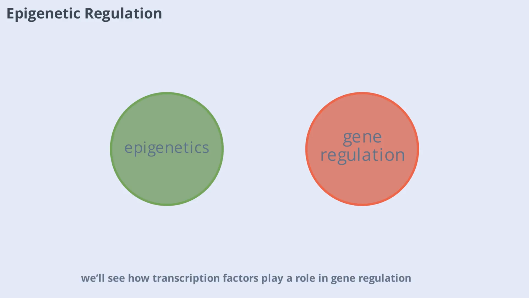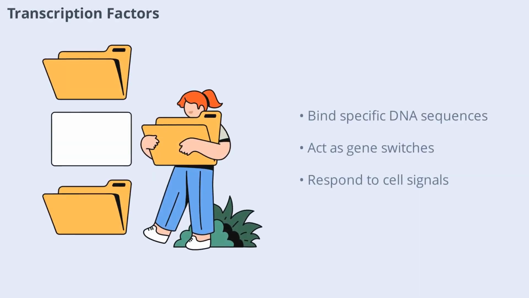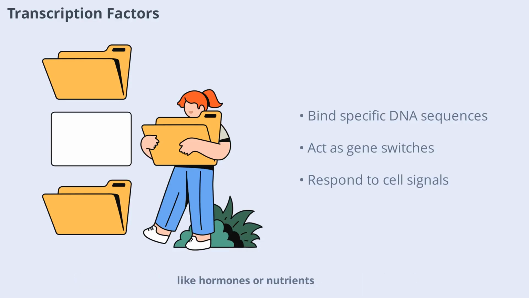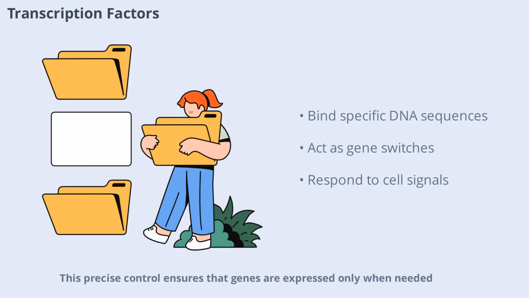Next, we'll see how transcription factors play a role in gene regulation. Transcription factors are proteins that bind to specific DNA sequences near genes. They act as switches, turning genes on or off by helping or blocking the machinery that reads DNA. Some transcription factors respond to signals from outside the cell, like hormones or nutrients, allowing cells to adjust gene expression in real time. This precise control ensures that genes are expressed only when needed.